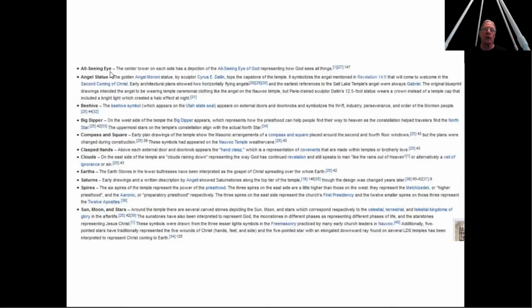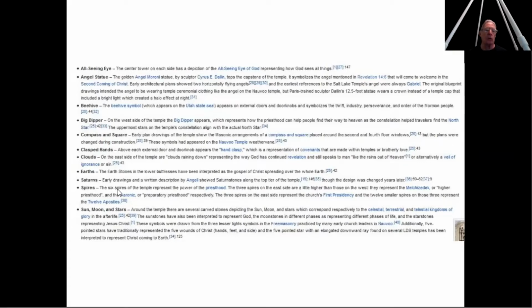The all-seeing eye, we see. The beehive is interesting as well, although I'm looking at the beehive more from the perspective of the Russian research from Viktor Grebennikov, which indicates that the beehive is a geometry which helps with anti-gravity. In fact, Grebennikov used that information from the beehive to build anti-gravity machines that he could travel on throughout Russia. Another thing, the compass and square is depicted in the Mormon temples.